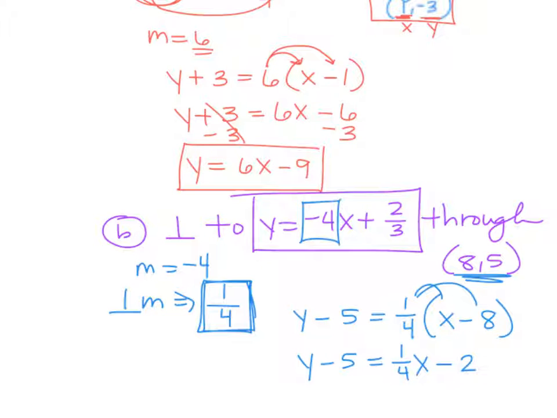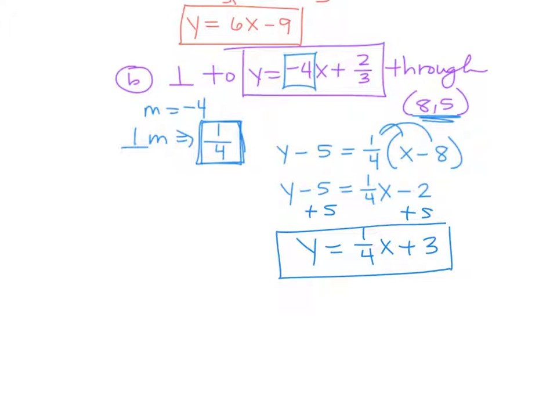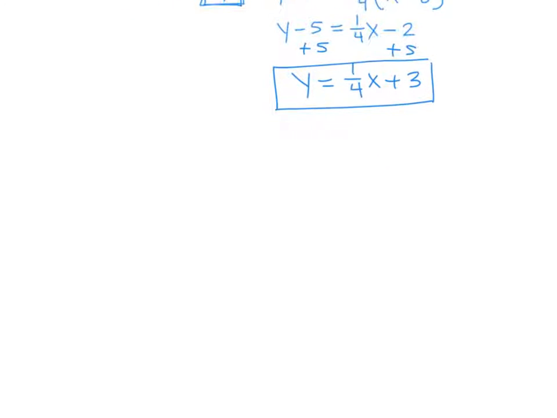1/4 times 8 would be 2. And then you're going to add 5 to both sides, and you get y equals 1/4 x plus 3. Any questions on that? We're almost there, guys. One more. All right, last one.